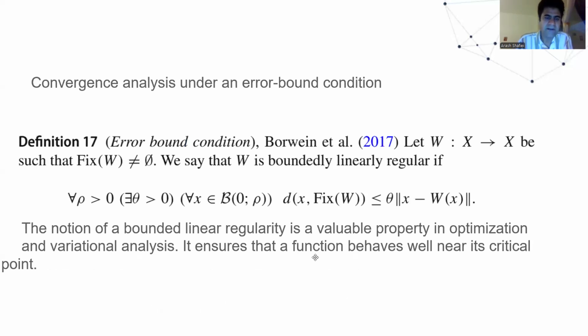Also here, we want to say how to proceed with convergence under some error bound condition. The definition is here. You have this operator W from X to X, and the fixed points of this W is non-empty. We say that W is boundedly linearly regular when you have this condition.